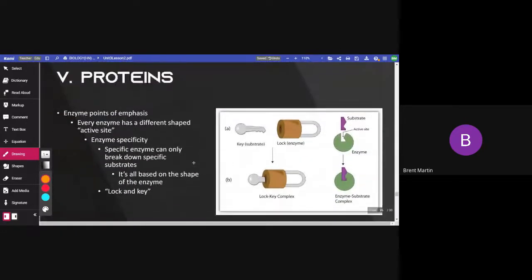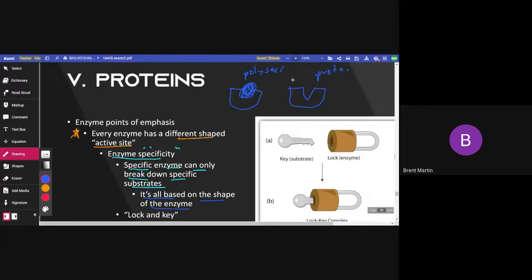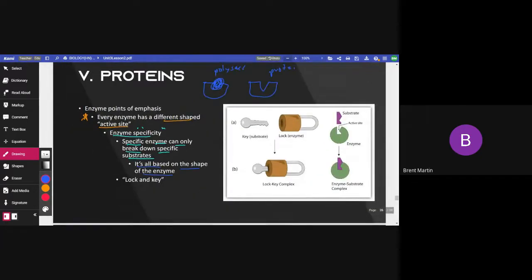Now, enzymes, here's some other phrases that are used on the EOC. Since every enzyme has a different shaped active site, they say that enzymes have specificity. That means that specific enzymes can only break down specific substrates. And that is because it is all based on the shape of the enzyme, right? Does it have that circular active site where only, say, a polysaccharide could attach? Does it have that triangular shape where only maybe a protein could attach? Okay, these are all things you have to think about. The shape of the enzyme and how it's specific.